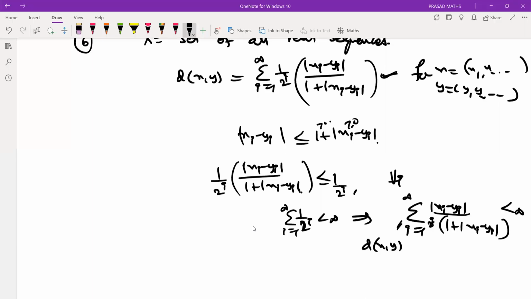So the remaining properties are as usual. There is no problem, the proof is as it is. Therefore this is a metric. It is a metric on X, the space of all real sequences.